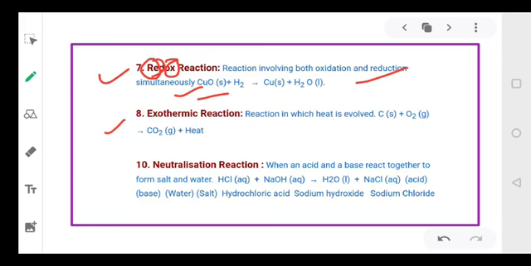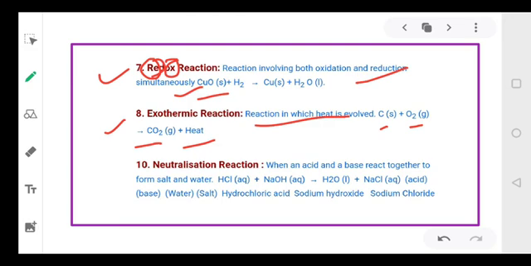Exothermic reaction, the reaction in which heat is released. Right? What is exothermic reaction? The reaction in which heat is released. For example, carbon reacts with oxygen to form CO2 and heat is released. So, carbon plus oxygen will give you carbon dioxide plus heat.